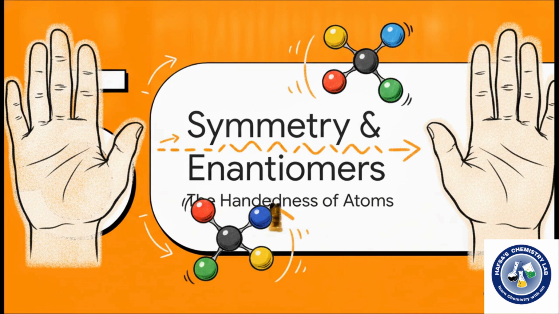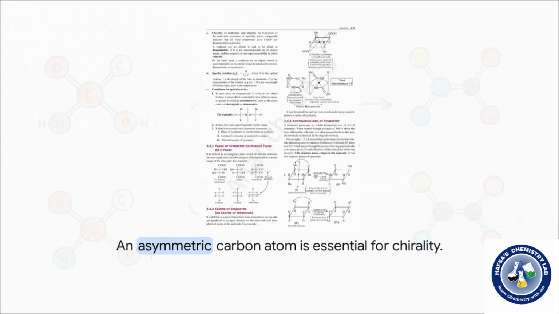Let's talk about the handedness of atoms. So why do these molecules rotate light at all? It all comes down to something called handedness. It's exactly like how your left and right hands are non-superimposable mirror images of each other. In chemistry, we call these enantiomers. Now, this optical activity requires very specific conditions. Primarily, it heavily relies on having an asymmetric or chiral carbon center.